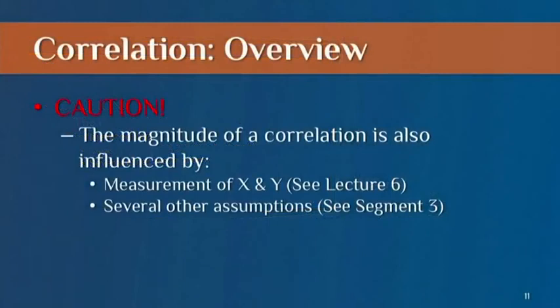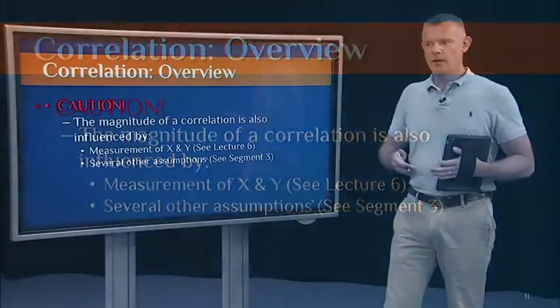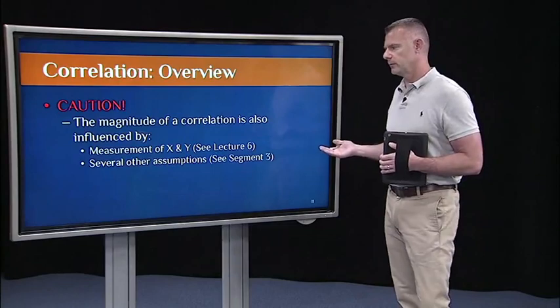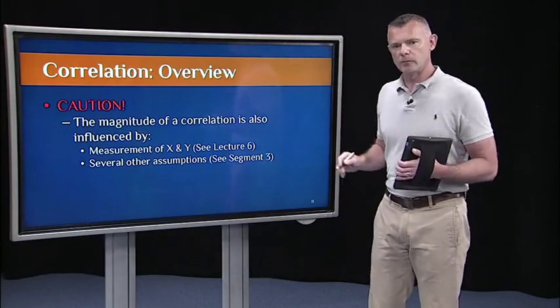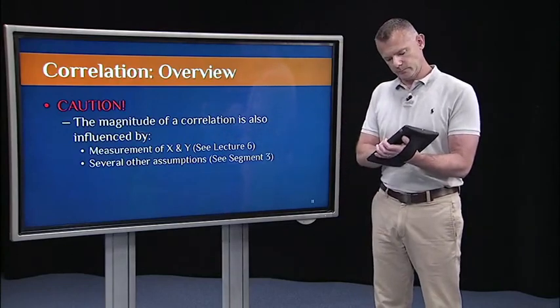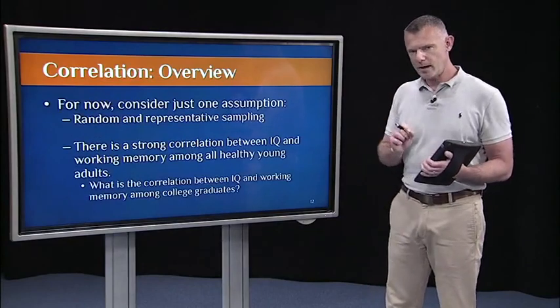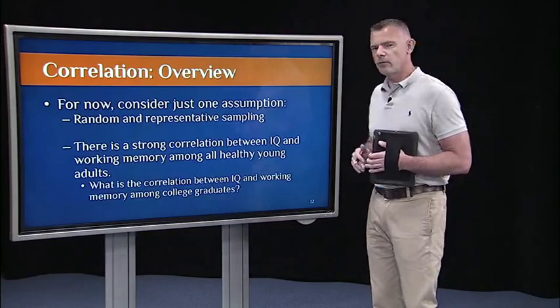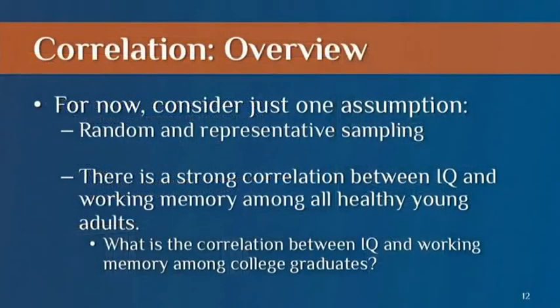For example, in the intelligence literature, we need to know that we have reliable assessments of intelligence. We need to know that they're valid assessments of intelligence in order for us to make any sense of the correlational analyses. So we're going to spend a lot of time talking about that in lecture 6. For now, let's just look at one of these assumptions, the idea that we have random and representative sampling.